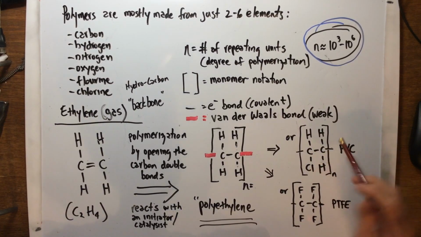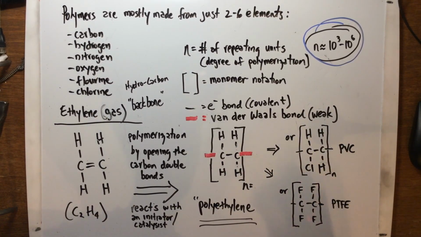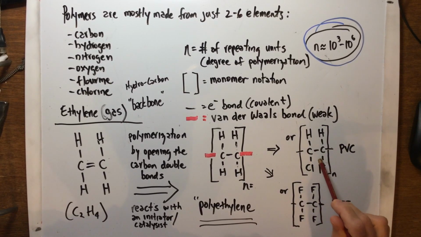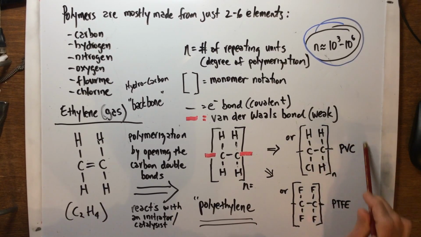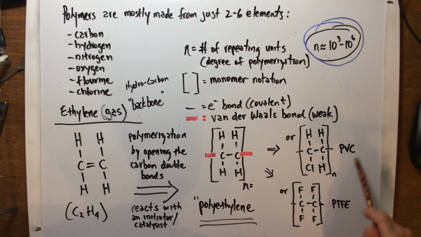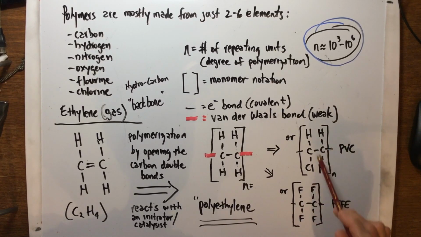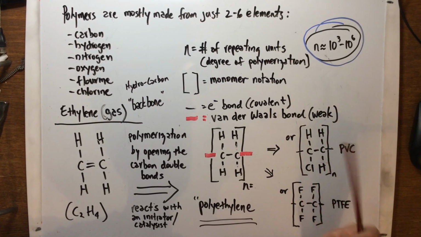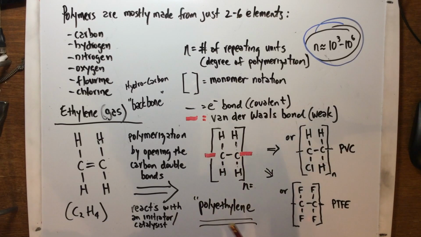Okay. So when we do that, you see, we basically keep this structure intact, but just change one of the hydrogens for a chlorine, and then we come up with a chlorine monomer, and we polymerize it, we come up with polyvinyl chloride, or PVC. So this is the structure, the monomer repeating structure unit for PVC, right here. 3 hydrogens and 1 chlorine.